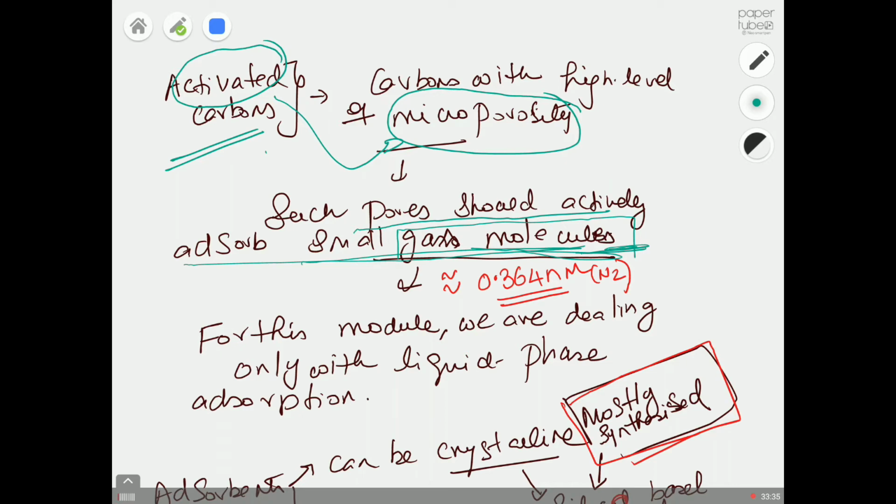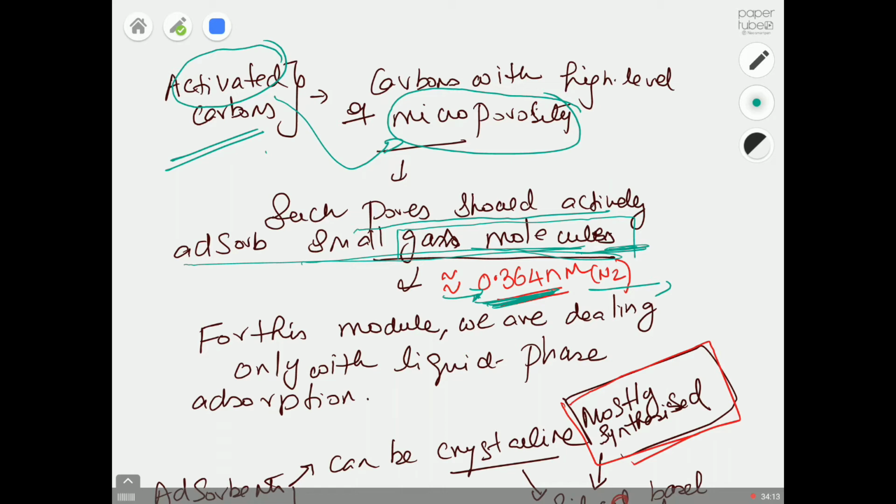Smaller gas molecules are so tiny. For example, their molecular diameter will be less than a nanometer, like 0.364 nanometer, and this is nothing but the diameter of a nitrogen gas molecule. Activated carbons contain pores typically in the range from 0.364 nanometer to very large pores, say 2 nanometer or more than 2 nanometer. Some materials might even contain 50 nanometer pores or more.